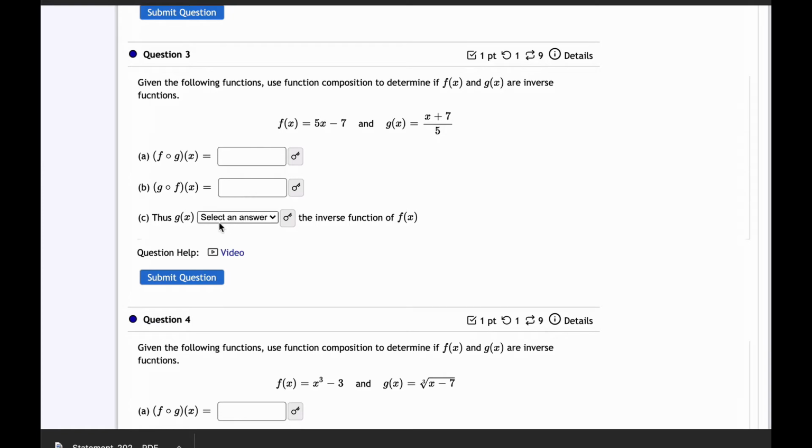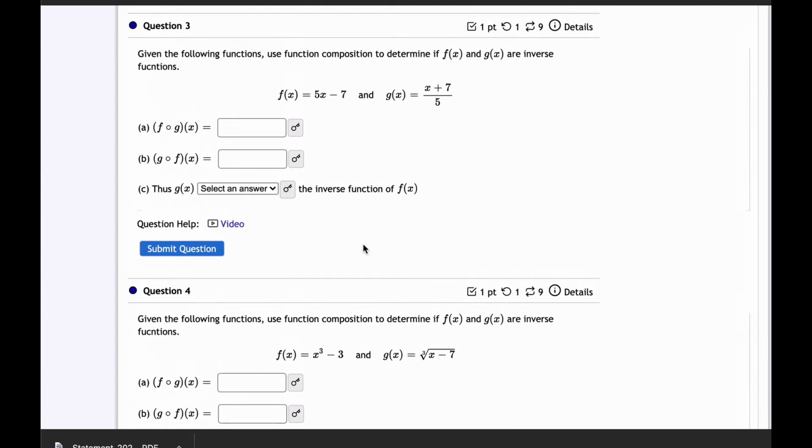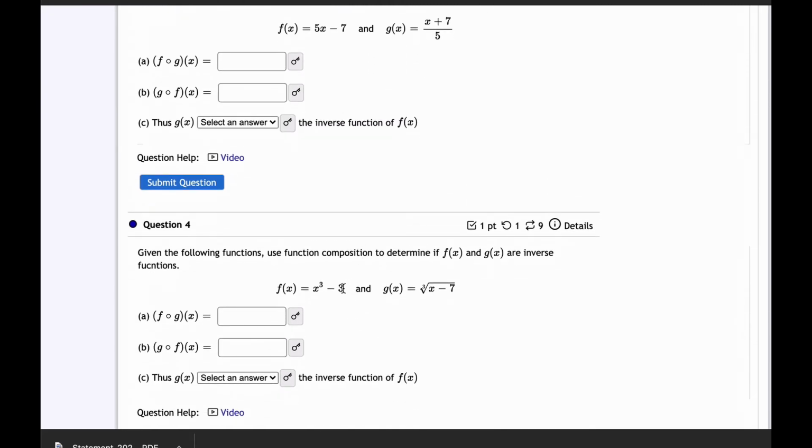So you compose them twice, and then based on those two answers, you can answer part C here. Same thing for question 4. This is really just getting some algebraic practice for you. It would be nice if you could compose these. That's a good skill to have. And it would be even nicer if you could take that composite, which is going to be kind of a mess, and simplify it all the way down to either an x or not an x. And then that will tell you what to put in these boxes, and you can answer this question.